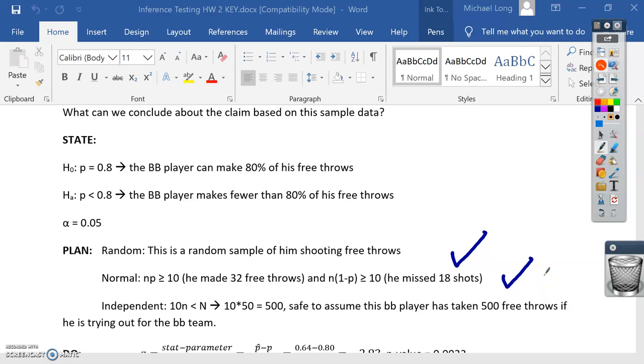Independent, we do the rule of 10. We take the sample size, which is 50, multiply by 10, and it comes out to 500. And we can safely assume that this basketball player who's coming up to get on the team has shot at least 500 free throws. Otherwise, he's not worth his weight. Nobody's going to come up to the basketball coach and say, "I'm a good free throw shooter," without having shot at least 500 free throws. He's practicing some way. So all three categories have been met in the plan section. We can go on with our tests now.